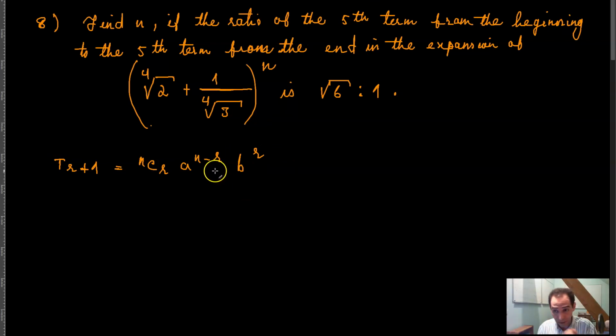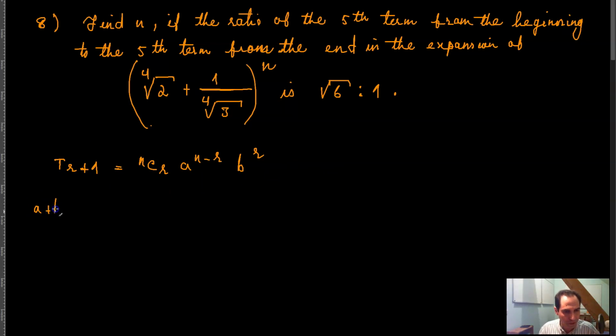But for the term from the end, we need to find the relationship between these terms, for example the rth term from the end and the nth term from the beginning. The fifth term of this expansion, of course we can calculate, but let's see if we can find the rule for the fifth term from the end.